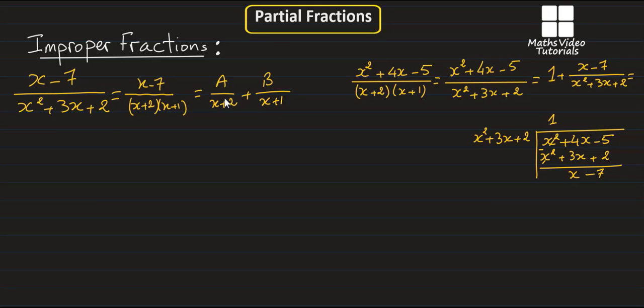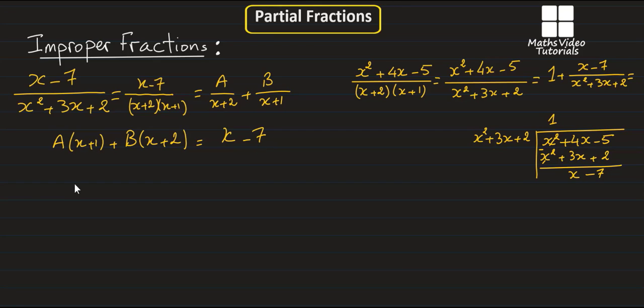We're going to do the same as we did in the previous videos. We cross multiply to find the common denominator. So A, we're going to multiply it with x plus 1, plus B multiplied by x plus 2, and that should be equal to the left hand side, which is x minus 7.